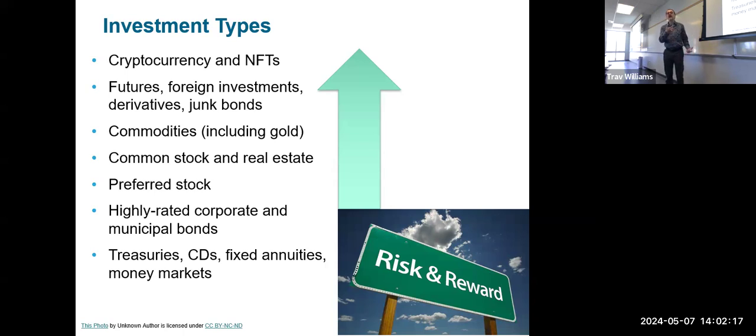So again, preferred stock, you're more likely to get dividends. Common stock, not as likely to get dividends. Real estate, also now getting kind of risky.